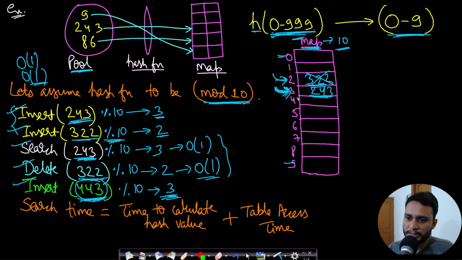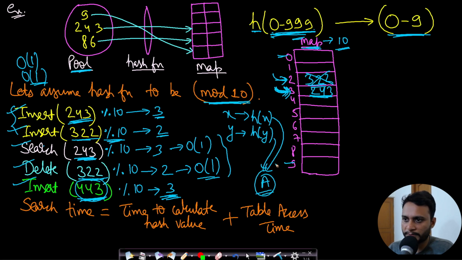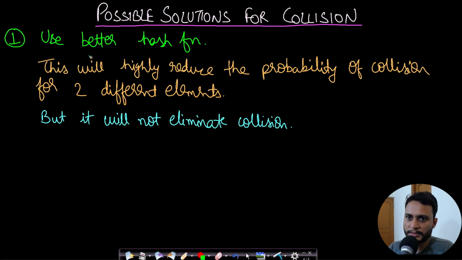So this situation is known as collision, because two different values, let's say x and y, x is given to the hash function h(x), y is given to the hash function h(y), and both the outputs are the same, let's say a. So this is known as collision, right? So how do we solve this situation? How do we avoid this collision, or if there is a collision, then how do we solve this? Let us see this in the next step.